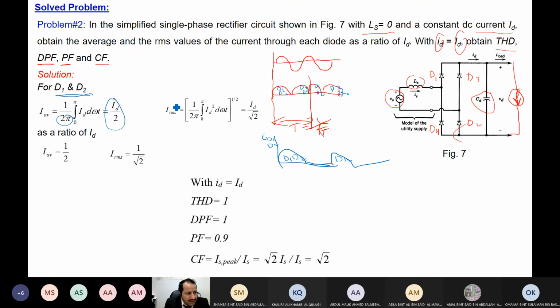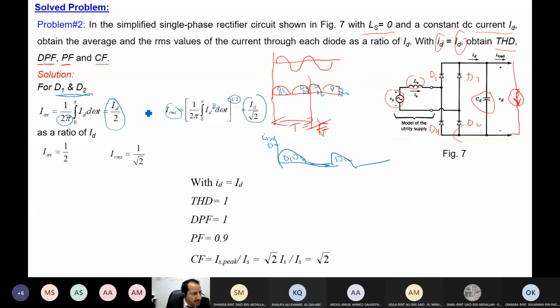The difference to find RMS is the same integration, but here we put a square and here a square root. When I do it, I get this ratio. This is the first step to find the average and RMS current in our diodes D1 and D2. Is it clear? Clear? Again, Doctor. Yes. Again. Okay.